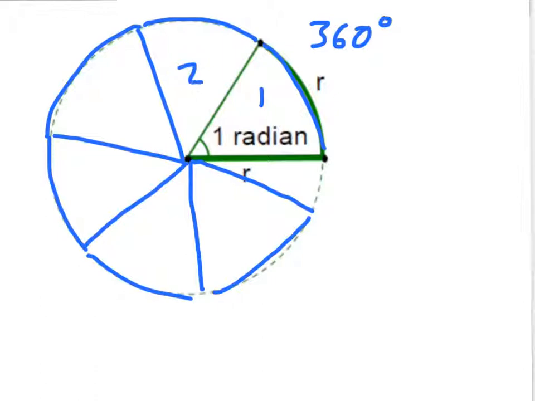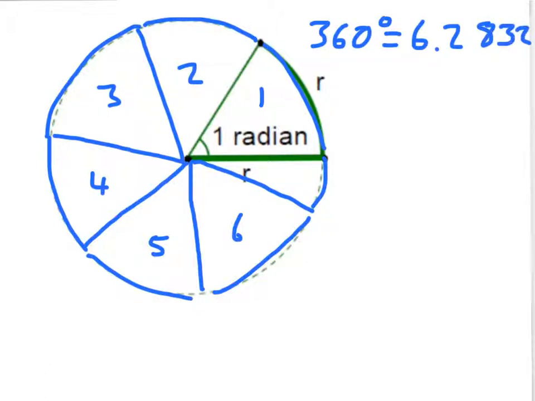There are 1, 2, 3, 4, 5, 6, point something weird, because that's not quite a radian. It's actually 6.2832 radians. And I write the word radians. So it's important to note that this circle up here, and this thing here, radians, or radian, is just the units of the thing. There are 360 degrees in a circle, and there are 6.2832 radians in a circle.